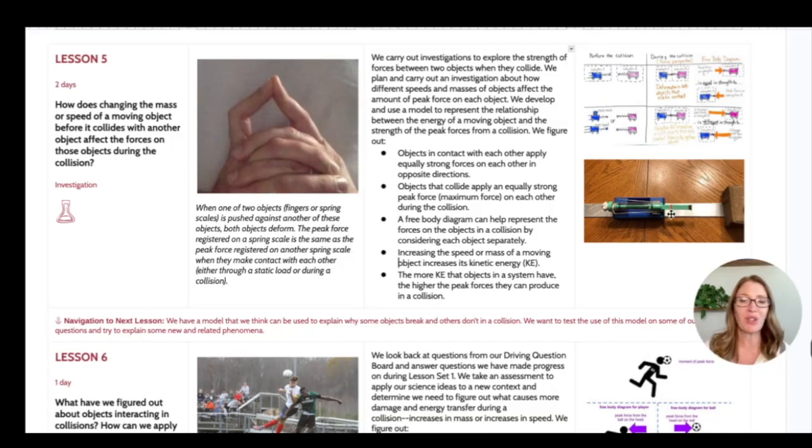So increasing the speed or mass of a moving object increases its kinetic energy, and it also creates a higher peak force, which is the highest amount of force it can create in a collision. So that peak force is represented by that twist tie measurement right there. And the faster it goes and the more mass it has, the higher that peak force is going to be.